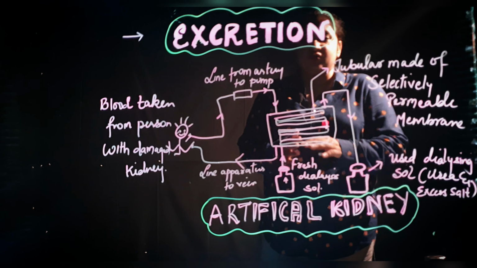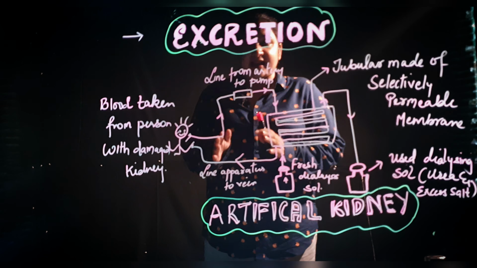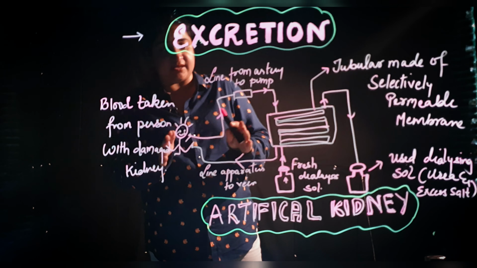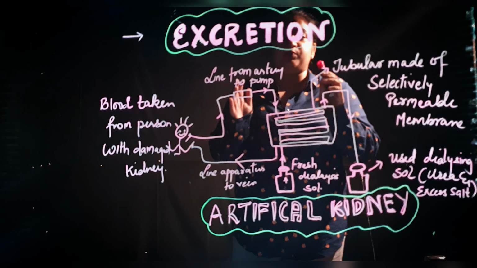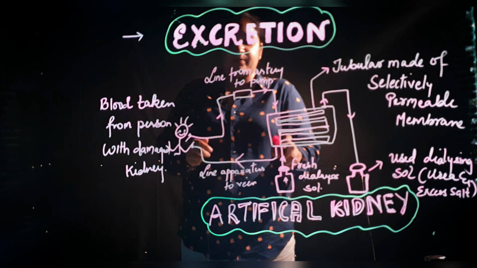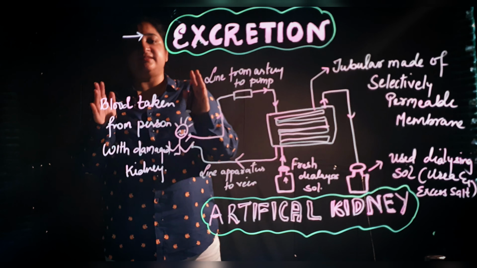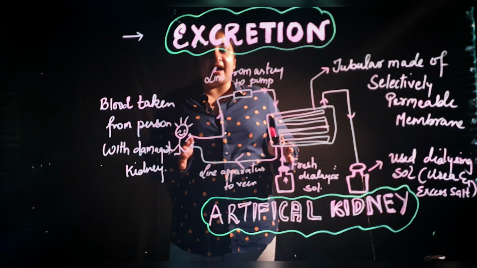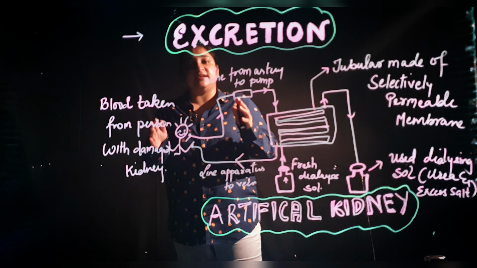This nitrogenous waste is collected in another apparatus and removed from the body. The basic function of dialysis is to remove the nitrogenous waste, and it is removed in this device. Now the fresh, purified blood is passed back into the body to the veins, and this person gets relief. But this dialysis does not reabsorb the useful nutrients.